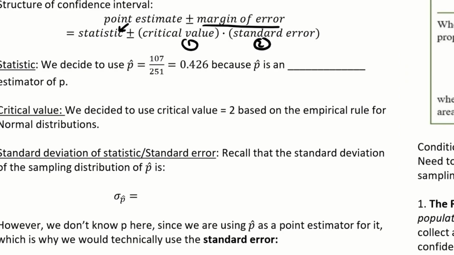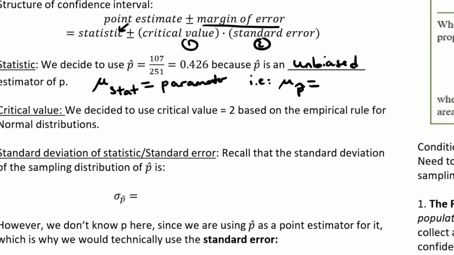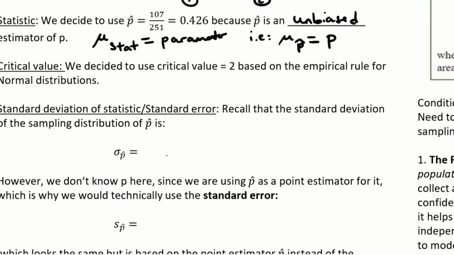So we decided to use p hat as a statistic, right? We decided to use that because p hat is an unbiased estimator of p. What do we mean by unbiased? Unbiased, again, means that the average of the statistic that we use is equal to the value of the parameter that we're trying to estimate. So in other words, the average of p hat, the sampling distribution of p hat, is equal to the parameter we want to estimate, which is p. That's what we mean by unbiased, and that's why we use p hat as a good point estimate.